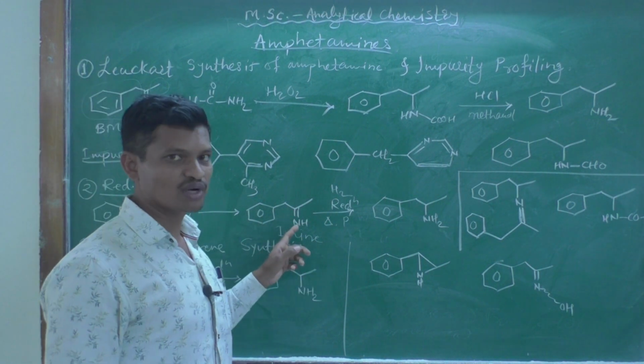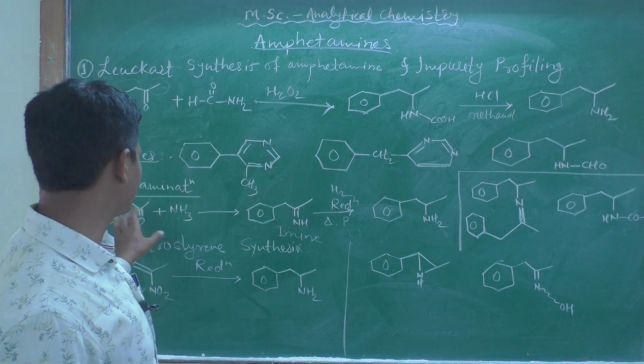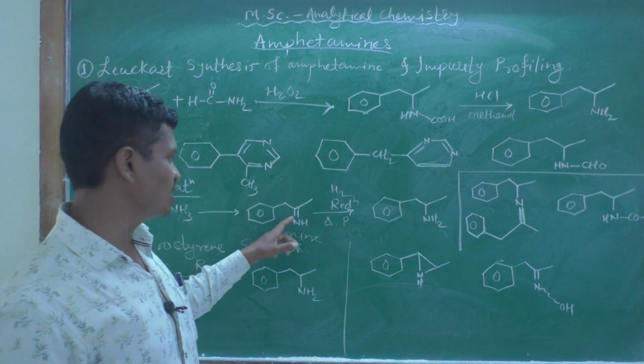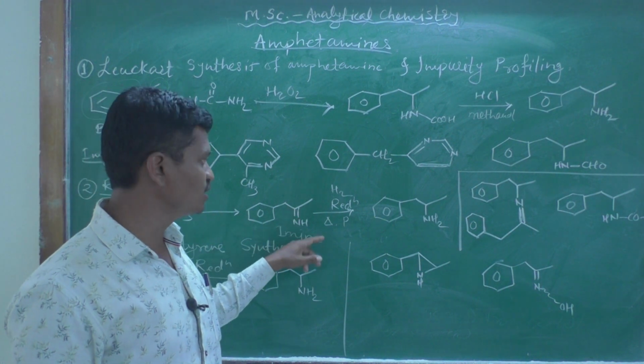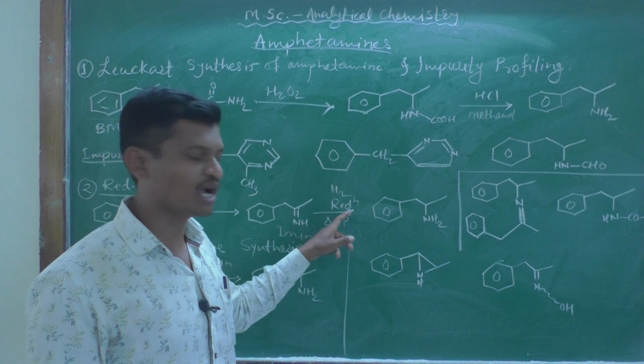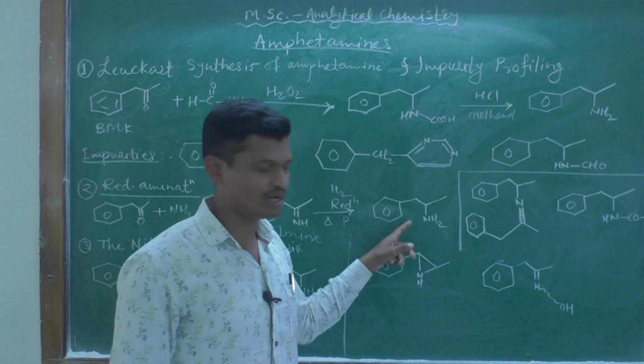C double bond N is called an imine, or it is also called a Schiff base. It is formed by the reaction between BMK and ammonia. This imine is then reduced using hydrogen gas at high temperature and high pressure. It gives our target molecule, that is amphetamine.